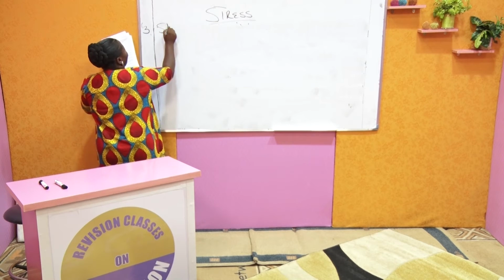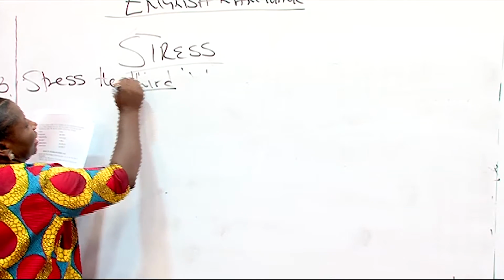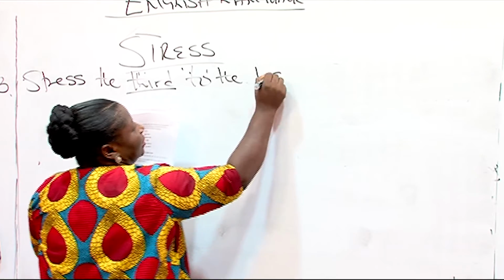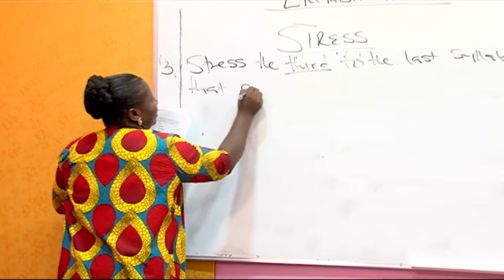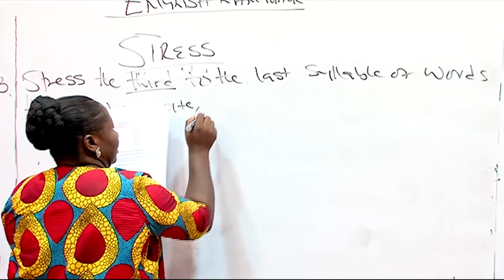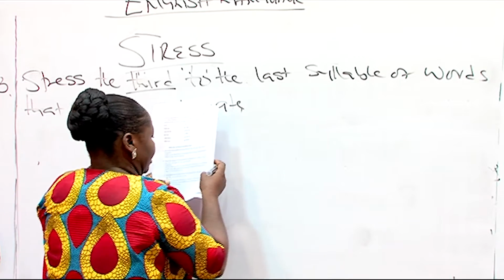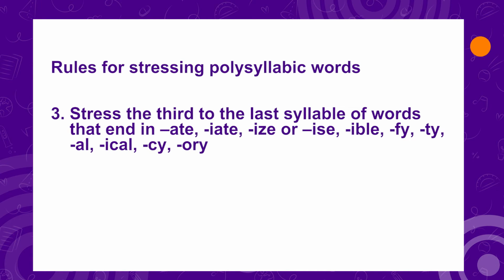Rule 3, stress the third, please let's take note of this, the third to the last syllable of words that end in this category: ATE, IATE, IZE or ISE, IBLE, FY, TY, AL, ICAL, CY, and ORY. Examples.